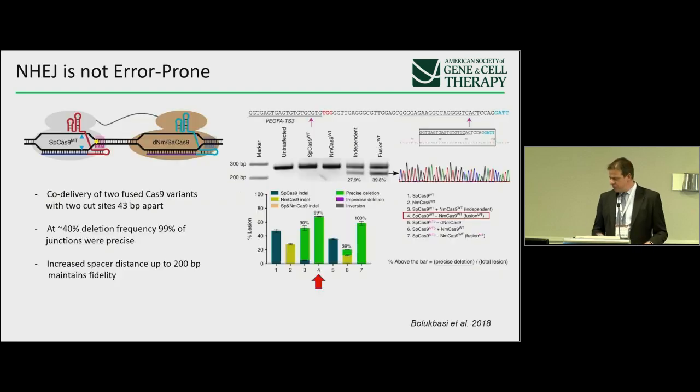One of them is from the Wolf lab, which I'm going to show here. They engineered two Cas9s in proximity to each other, and he was able to show that the junctions of these double cuts are in 99% of the cases precise, meaning no insertions and deletions. He also showed that the sites can be up to 200 base pairs apart from each other. So this is just one example showing that classic end joining is actually not error prone.